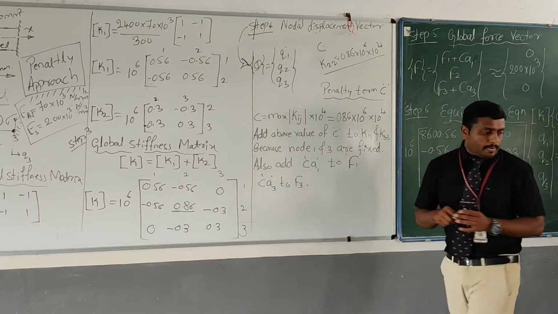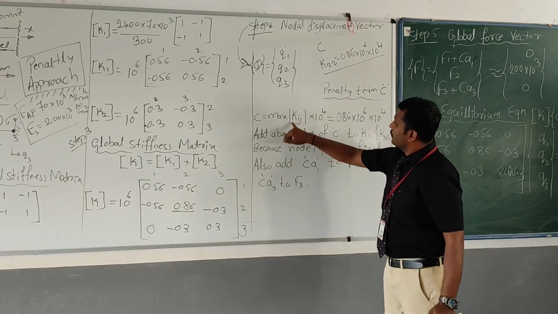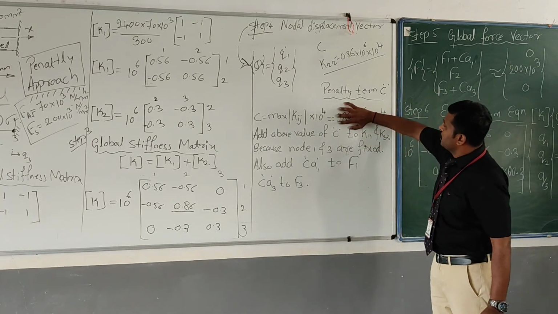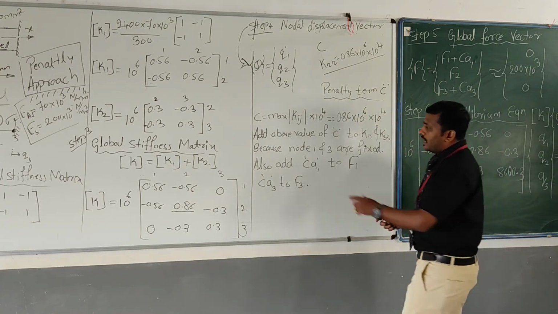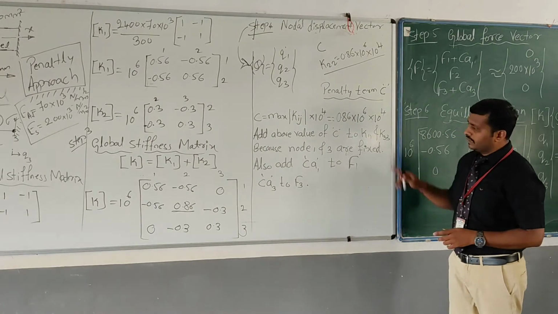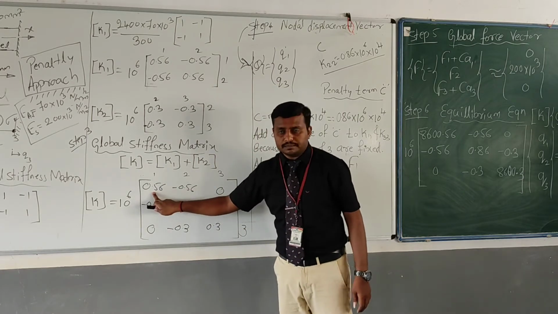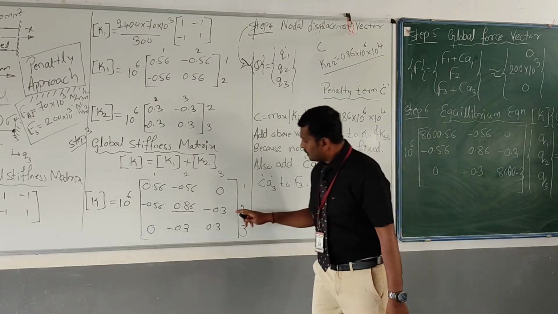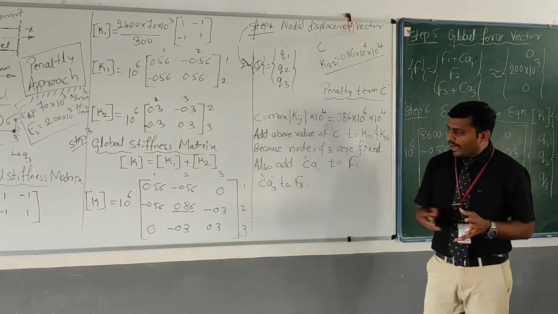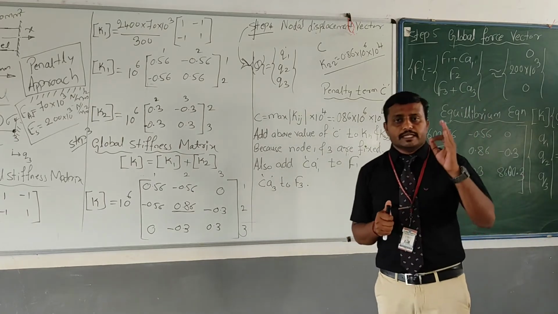See here, this is the penalty term. We discussed that C equal to the maximum value of Kij into 10 to the power of 4. We are getting it this way: 0.86 into 10 to the power of 6, the highest value, multiplied by 10 to the power of 4. And we add this value of C to K11 and K33. Where is K11? See, this is the reason. Row 1, column 1 is K11. And we have to add to K33 also, row 3, column 3. Here also we have to add this C value. Add it particularly at K11 and K33. It means wherever the displacement is known to us.